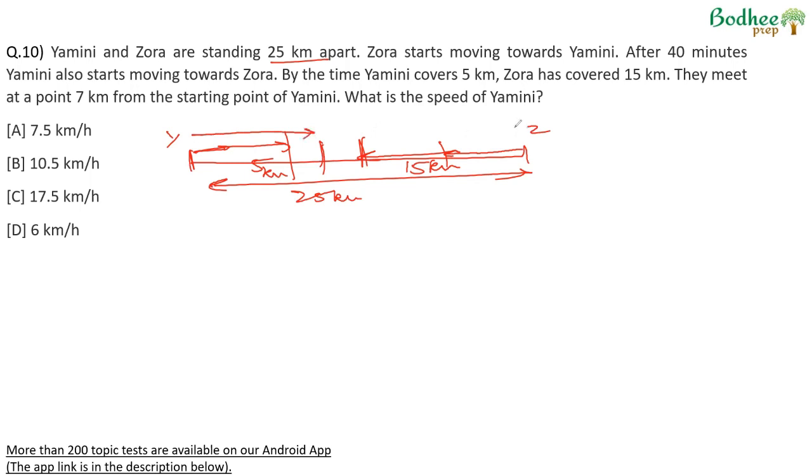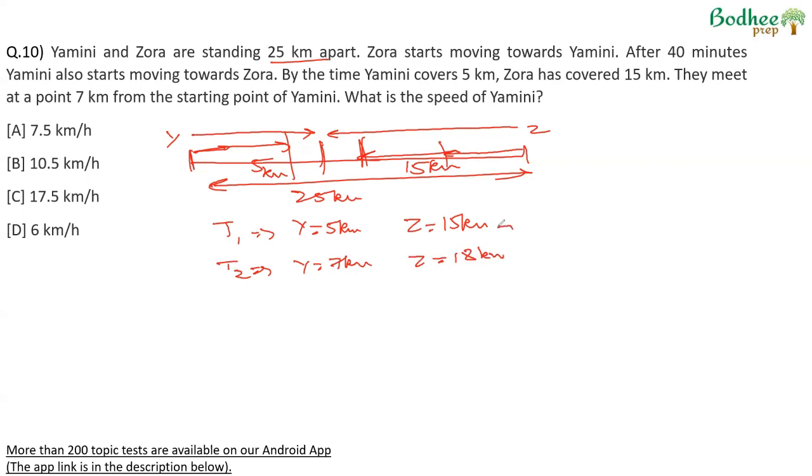The meeting point is 7 kilometers from Yamini's start, and therefore Zora has covered 18 kilometers. There was a time, say T1, where Yamini had covered 5 kilometers and Zora had covered 15 kilometers. After this point, both of them are walking, and at T2, Yamini has covered 7 kilometers, which means Zora has covered 18 kilometers. Comparing these two, in the time in which Yamini covers 2 kilometers, Zora covers 3 kilometers. So the ratio of their speeds is 2:3, because in the same time one is covering 2 kilometers and the other is covering 3 kilometers.